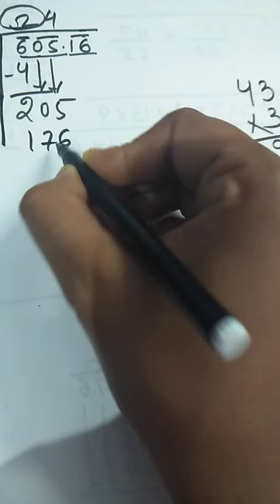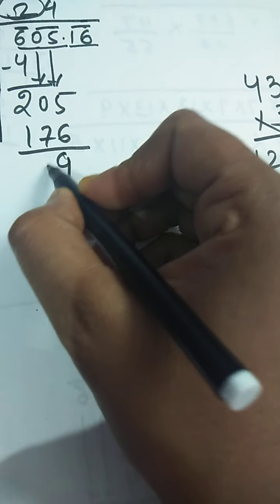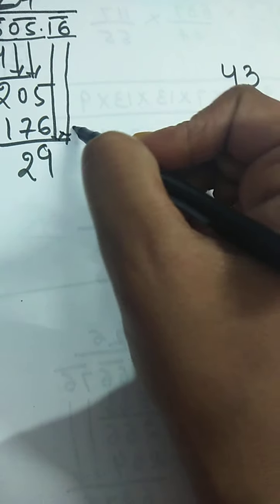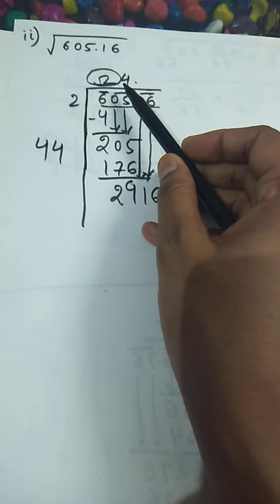So by multiplying 4 times we got 176. So we will write 176 here and we will subtract it. 15 minus 6 is 9. 9 minus 7 is 2, and we will copy our next pair, that is 16. We put the decimal here and continue our next step. Now again we will double the quotient. 24, double of 24 is 48. We will write 48 here.